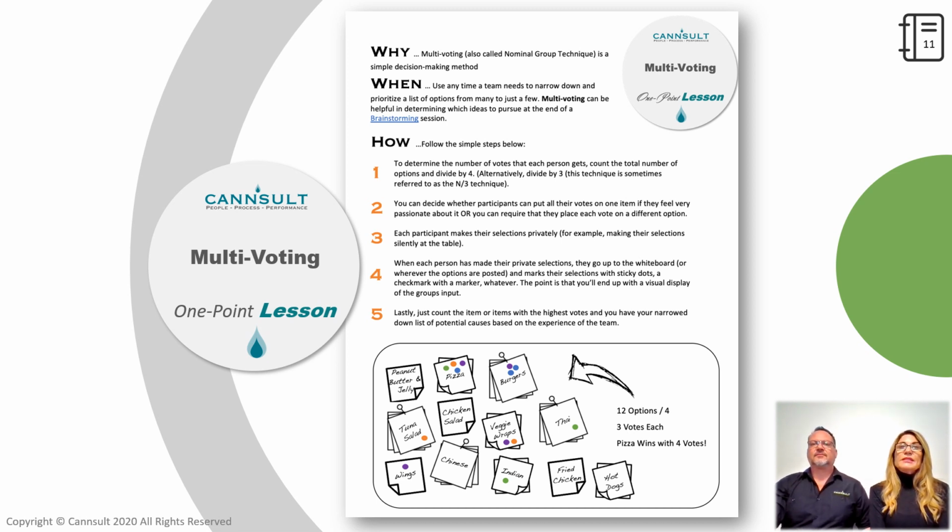Each participant makes their selections privately, for example, making their selections silently at the table. And then when everyone's made their private selections, they go up to the whiteboard or wherever the fishbone diagram is posted, and they mark their selections. You can use sticky dots, a check mark with a marker, or whatever. The point is that you'll end up with a visual display of the group's input. Now, just count the item or the items with the highest votes, and you have your narrowed down list of potential causes based on the experience of the team. Pretty simple.